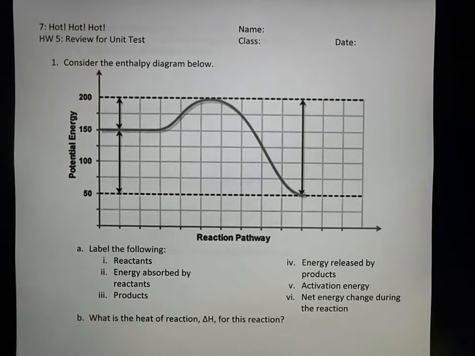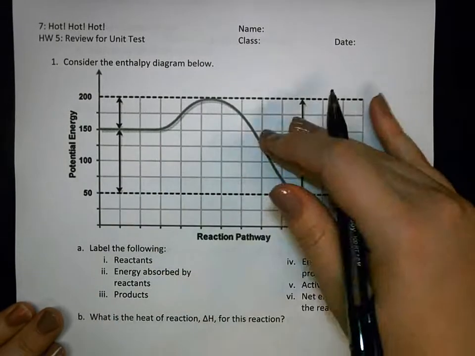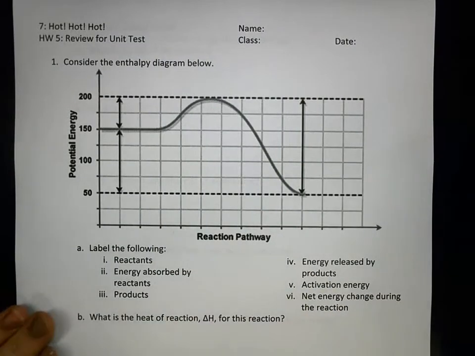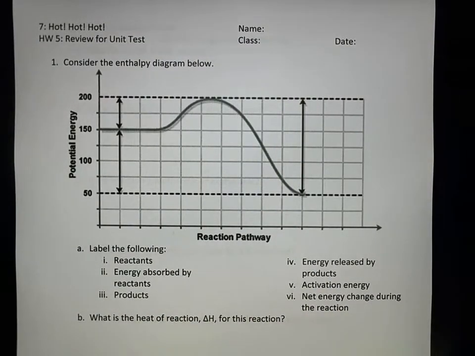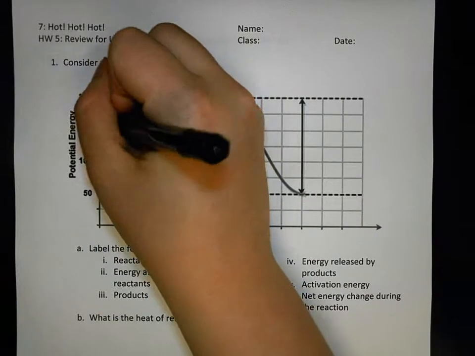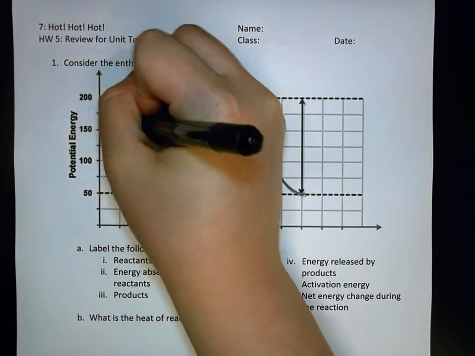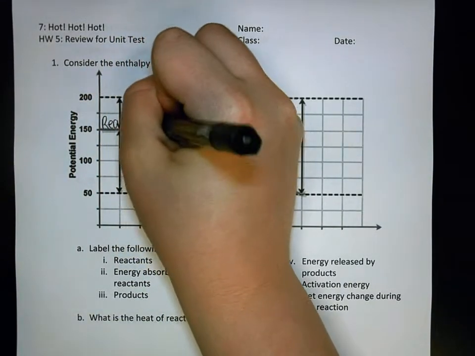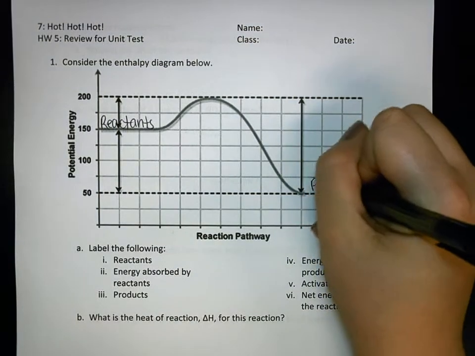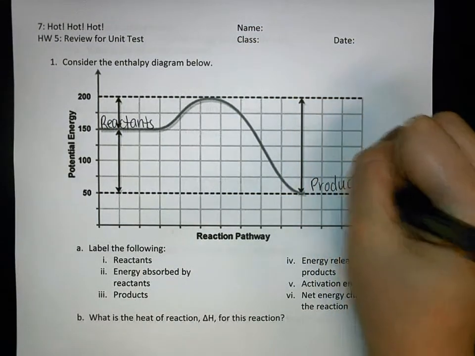This is your review for your Unit 7 test. First question asks us to consider this enthalpy diagram and label the following. So first, let's start with reactants and products. Reactants are what you begin with, so that should go at the beginning. And products are what you produce, what you end up with, so that goes at the end.